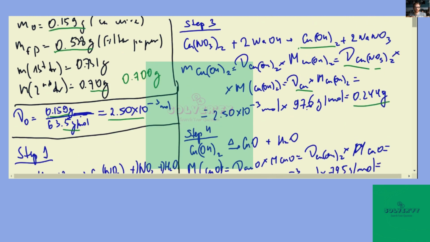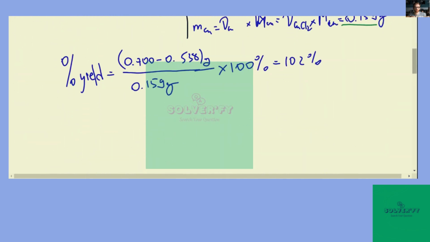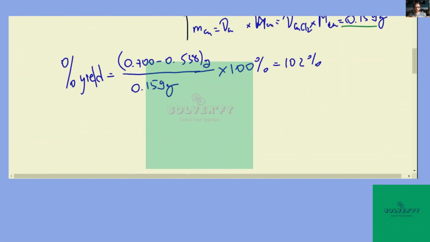But nevertheless, we can calculate the yield of copper as the practical mass over theoretical, and the practical mass is the difference between the mass of copper plus filter paper minus the mass of the filter paper, which equals 102%. So this is greater than 100%, and there are several reasons.